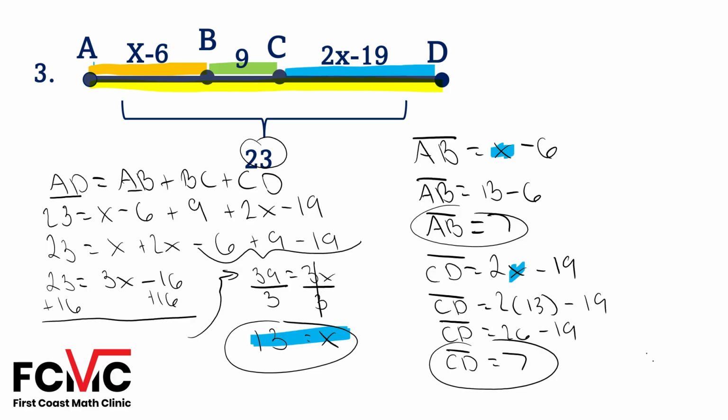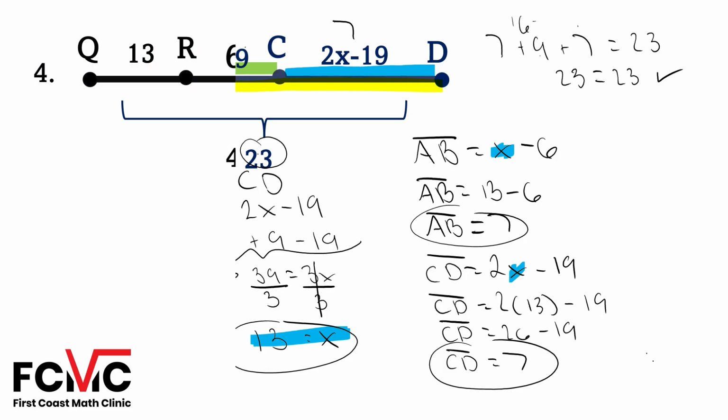Now we can check this. So we've got 7 plus 9 plus 7, and that should give us 23. And we do our math over here. 7 plus 9 plus 7 equals 23. Well, 7 plus 9 is 16. 16 plus 7 gives us 23. So we get 23 equals 23, and our answer checks.